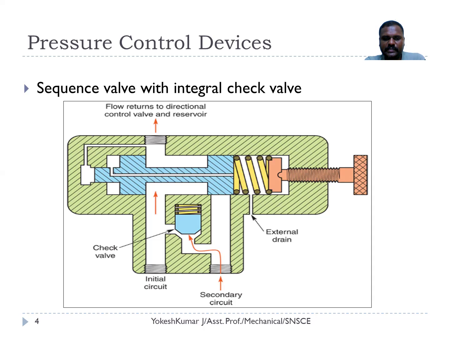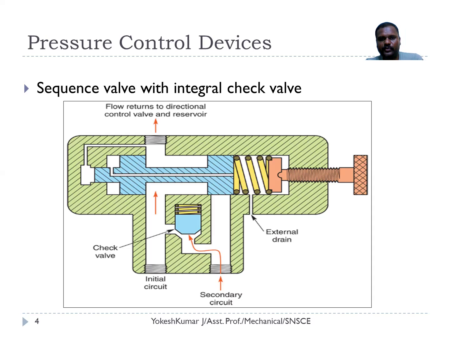Consider the fluid flowing from the top port to the bottom. The fluid will directly enter the initial circuit. When the initial circuit is actuated, the pressure will exceed a certain limit. That can be sensed by the pilot line. The spool is subjected to the oil pressure against the spring. When the oil pressure exceeds the spring pressure, the spool will move and block the initial circuit, which allows the fluid to the secondary circuit. So this sequencing is performed when the secondary circuit comes into operation.